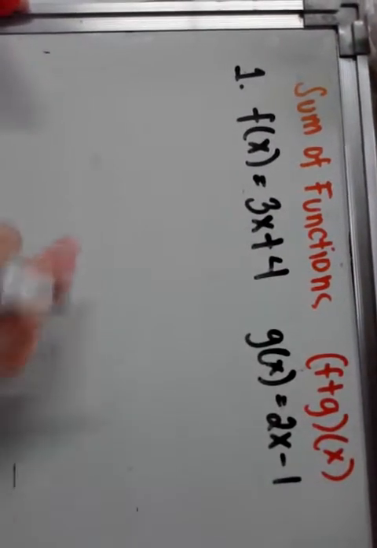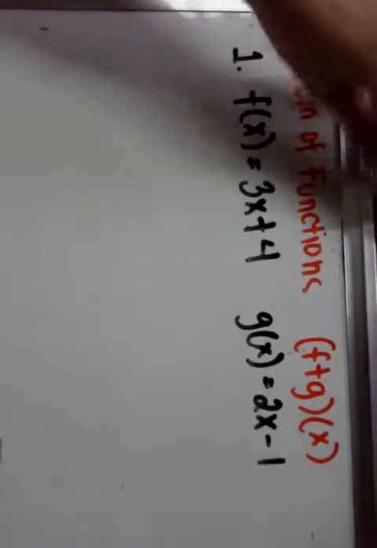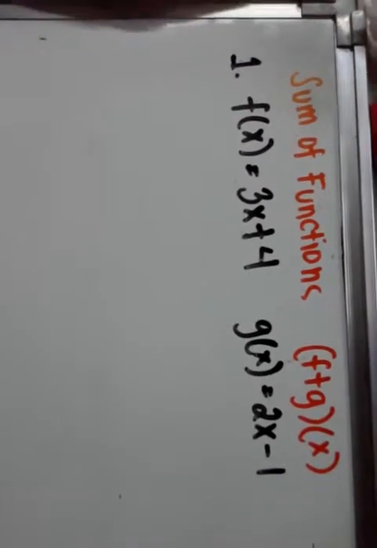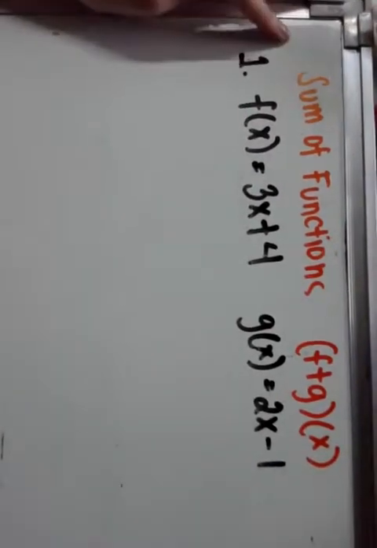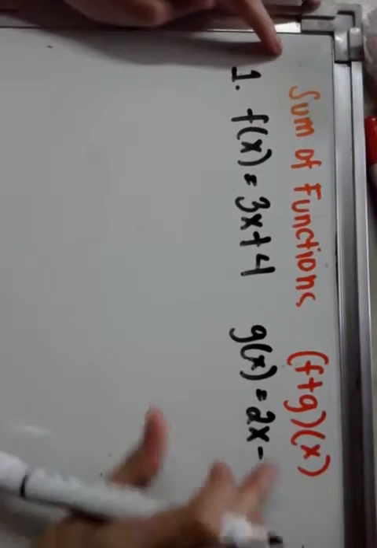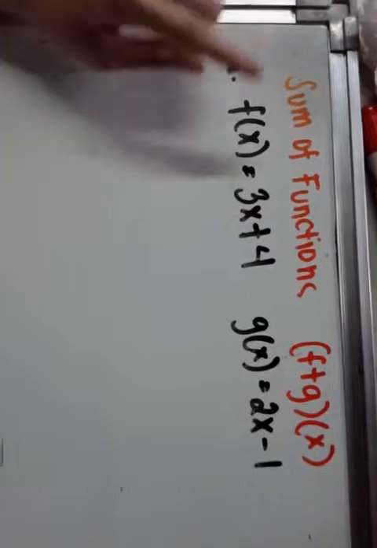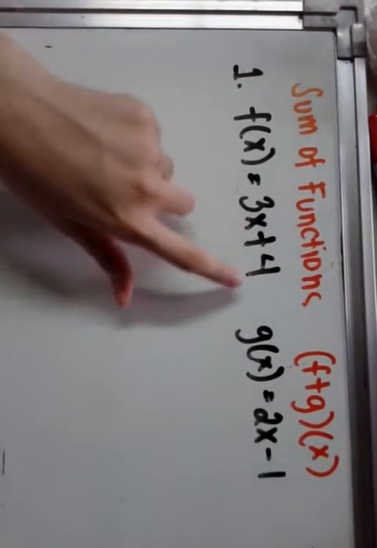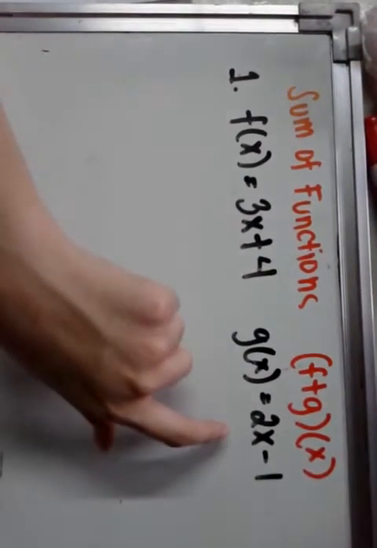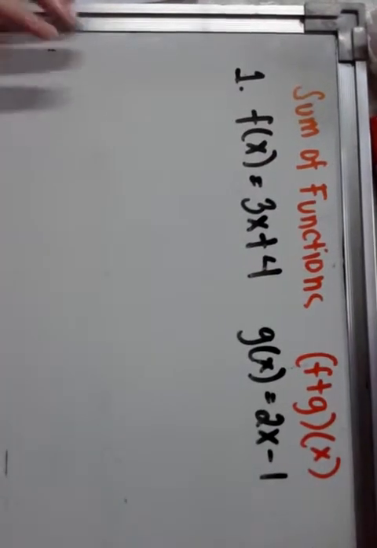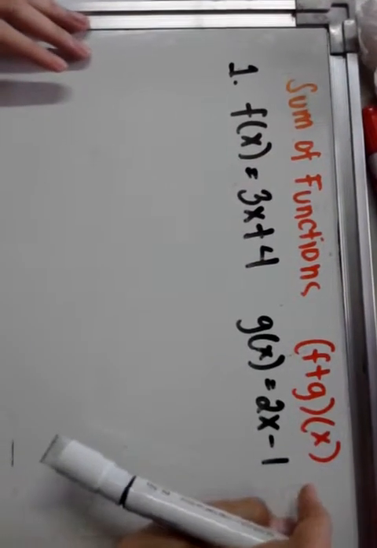So now in our first example, let us first find the sum of functions. The formula for the sum of functions is f plus g of x. In our first example, f of x is equals to 3x plus 4 and g of x is equals to 2x minus 1. So the first step would be to copy the formula.